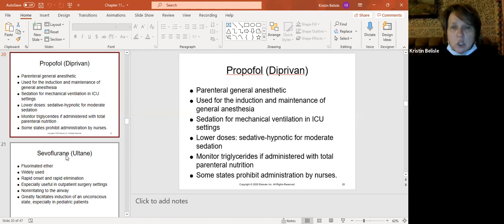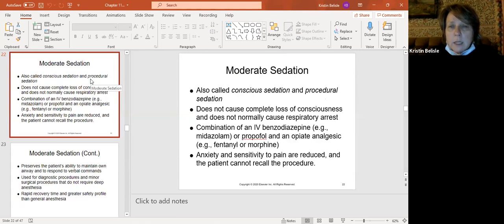And then we have moderate sedation. Moderate sedation is where we give some medicines, very fast acting, and they don't normally cause respiratory arrest. So it's conscious sedation you'll hear, or procedural sedation.